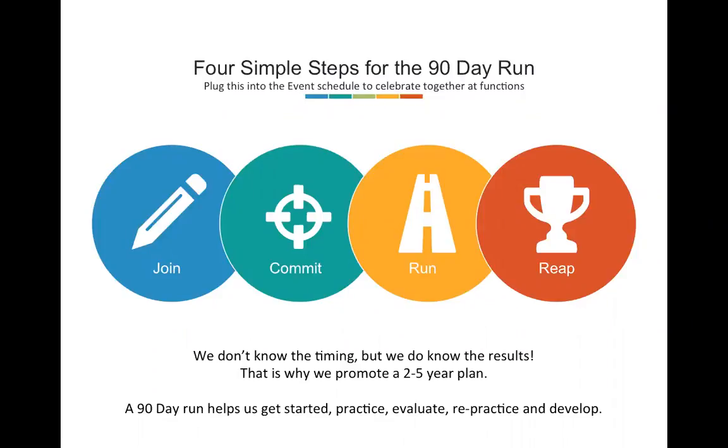Now, in network marketing, we often talk about a 2 to 5 year plan. Why is that? We know that a 2 to 5 year plan, if we do these activities, we do know the results will come. We don't know the timing, of course, because in business, we aren't in control of everything. I've certainly found that myself when I was president of Nikken.